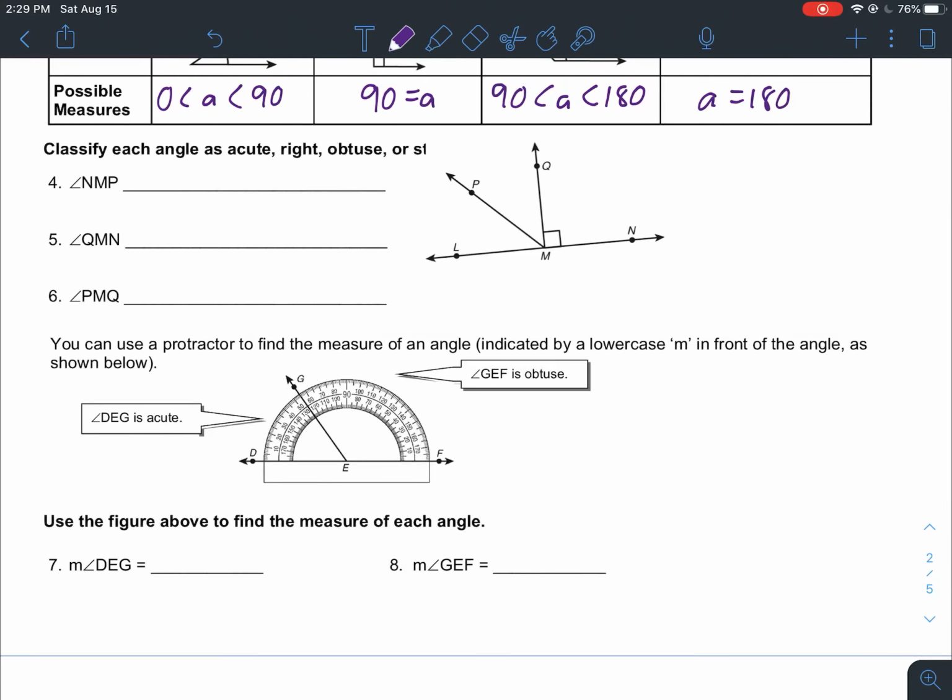Okay, so just looking at this picture here, classify each angle as acute, right, obtuse, or straight. NMP. Well, that looks bigger than 90, so that one is obtuse. QMN. See that little box right there? That little box inside of an angle tells you that that is a right angle. That is 90 degrees, so QMN is a right angle. PMQ, and that one's less than 90, so that one is acute.